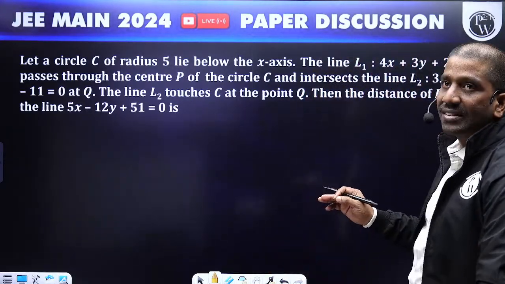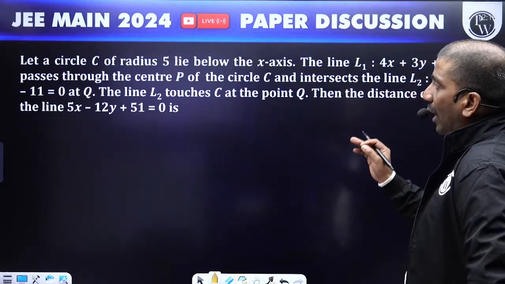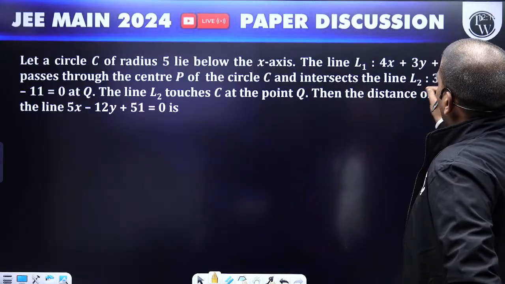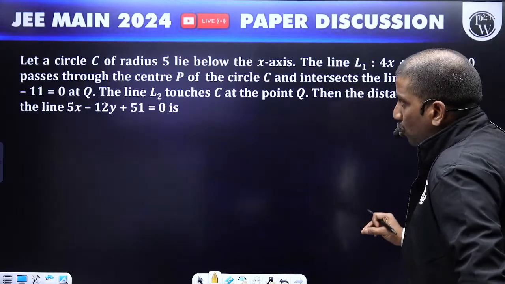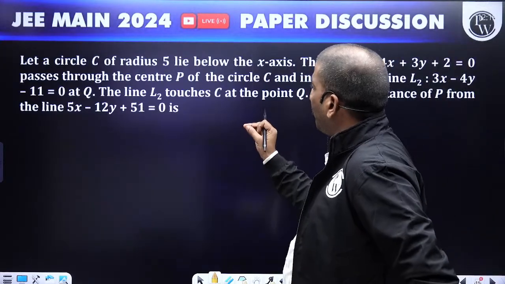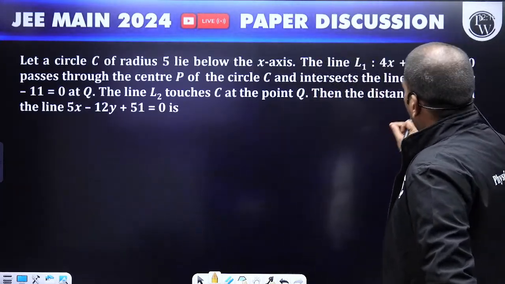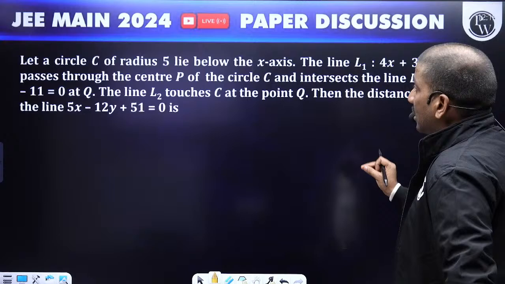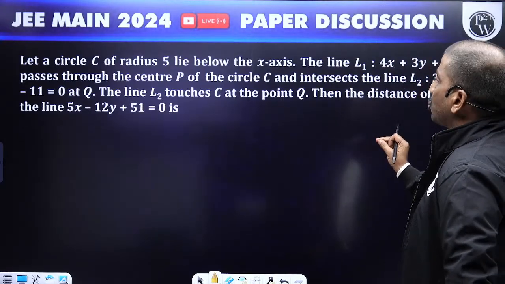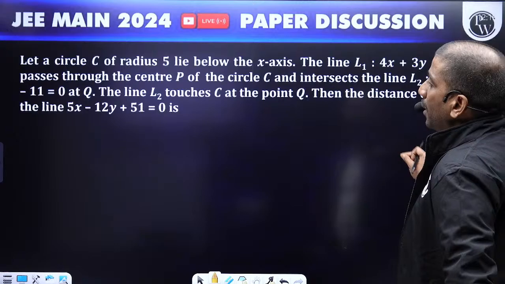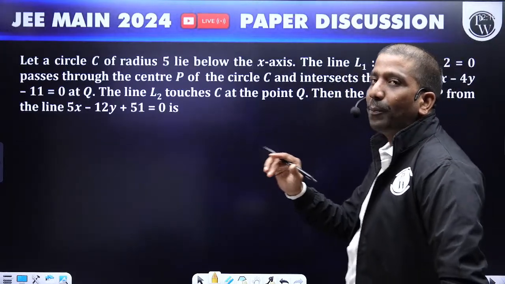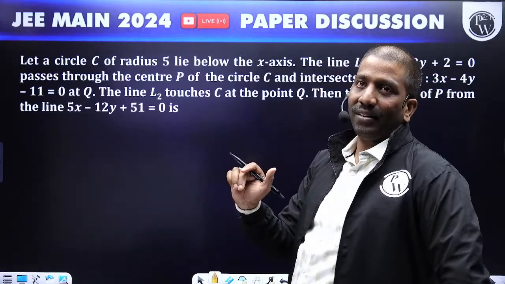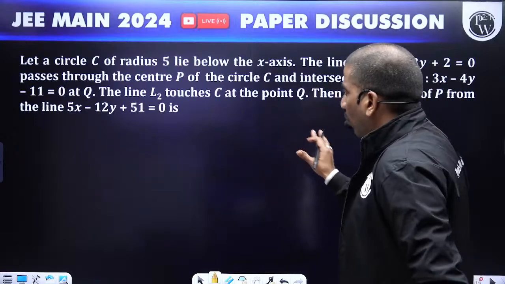Let a circle C of radius 5 lie below the x-axis. The line L1, 4x plus 3y plus 2 is equal to 0, passes through the center P of the circle C and intersects the line L2 at Q. The line L2 touches the circle C at the point Q. Then the distance of P from the line. That means a perpendicular distance from point to the line. That is what we need to find.